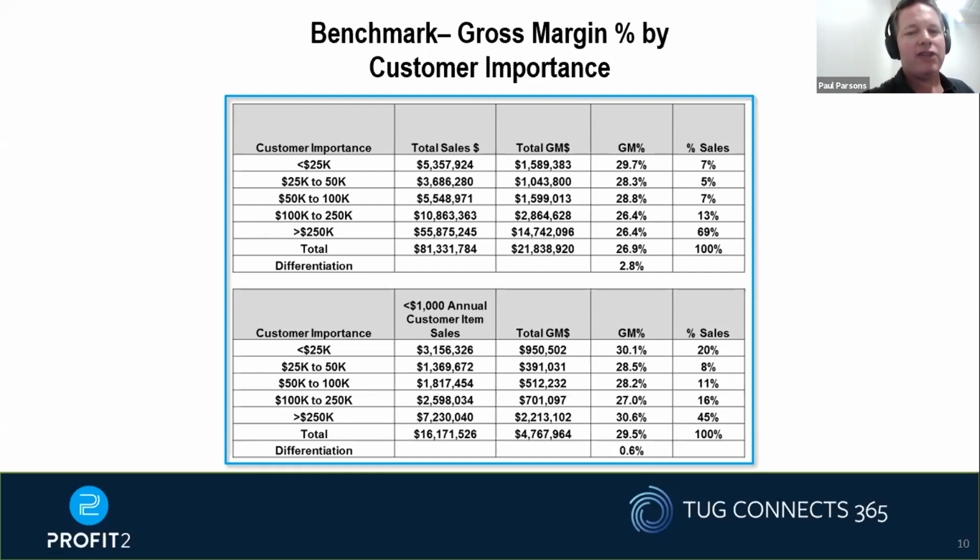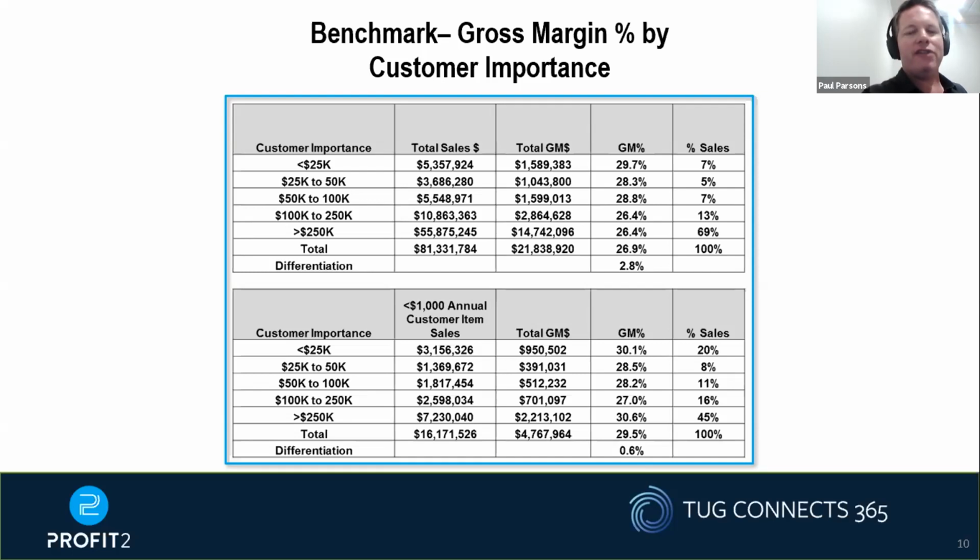Take that same analysis up top to the bottom chart. Now we're only looking at the bottom 20% of sales. We're doing the exact same customer breakdown. Check out the gross margin percentages. There's no difference. Every customer is paying the same for an item whenever it's $105 on average a year spent.